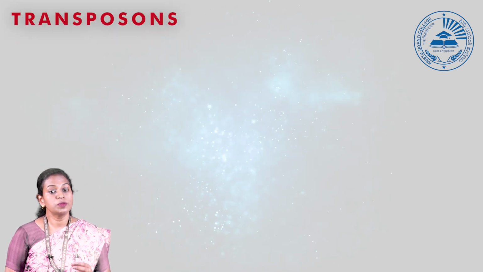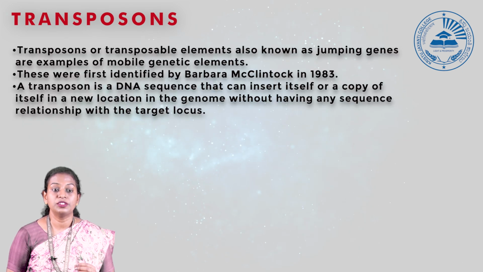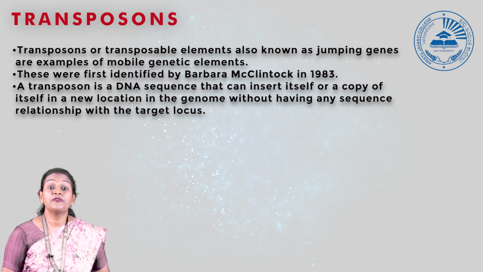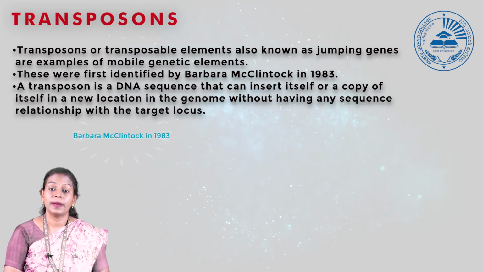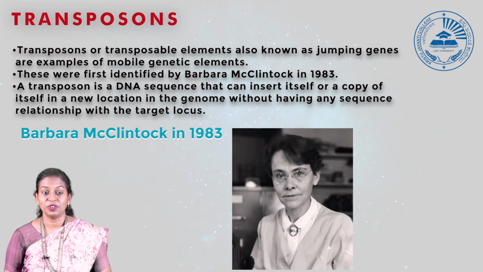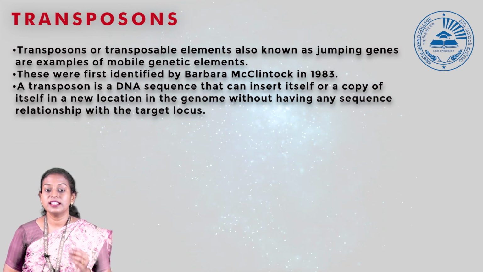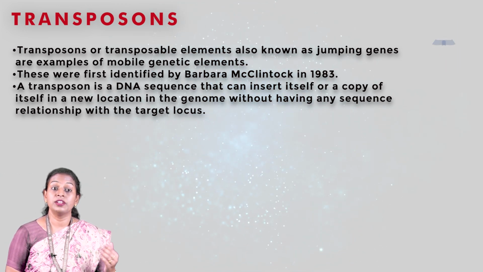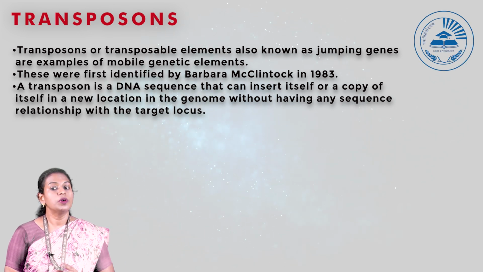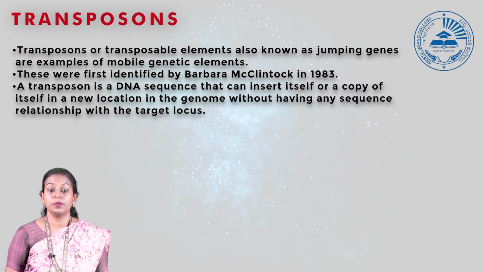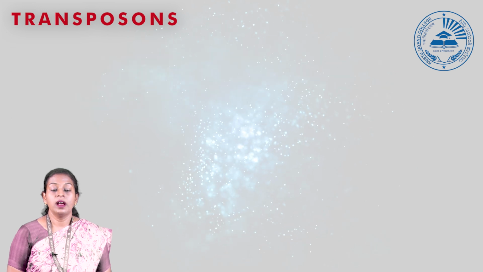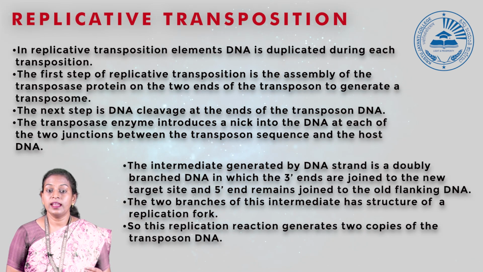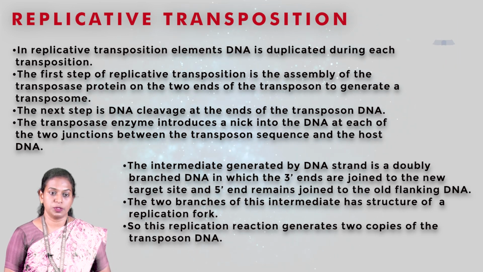Transposons, or transposable elements, are also known as jumping genes, and they are examples of mobile genetic elements. They were first identified by Barbara McClintock in the year 1983. A transposon is a DNA sequence that can insert itself or a copy of itself in a new location in the genome without having any sequence relationship with the target locus. Replicative transposition is a type where the element's DNA is duplicated during each transposition.